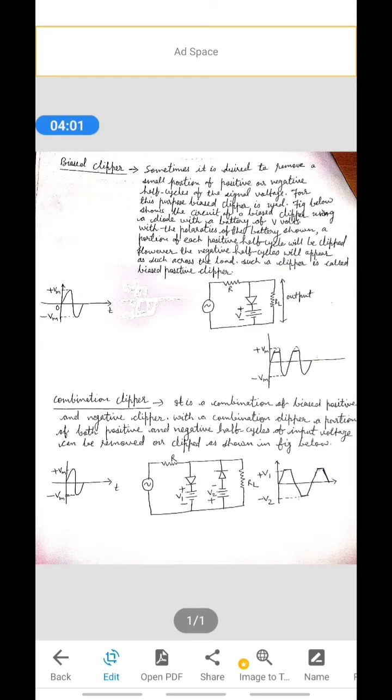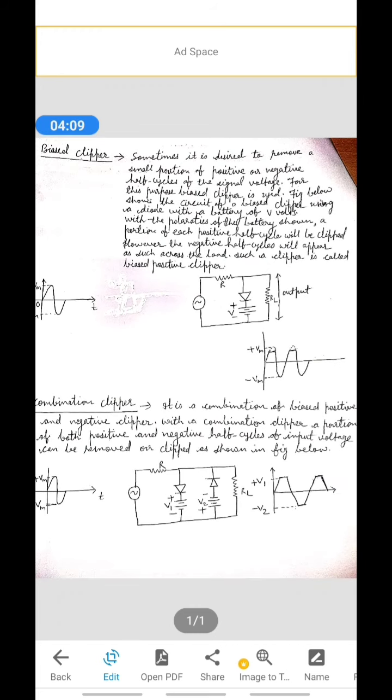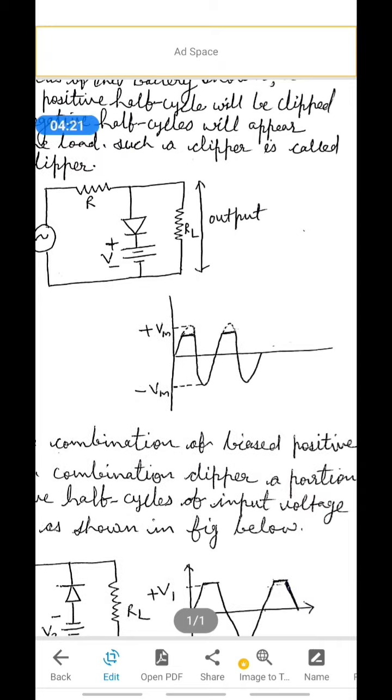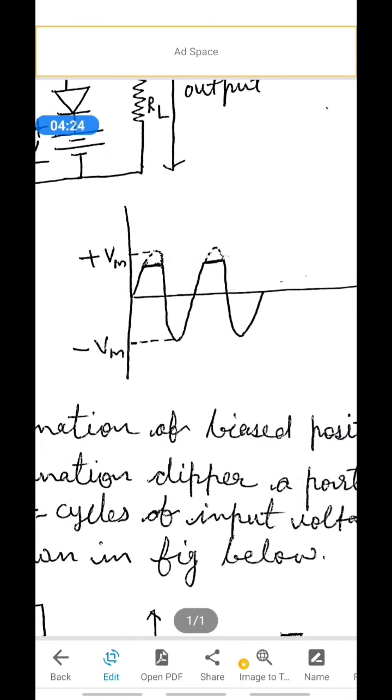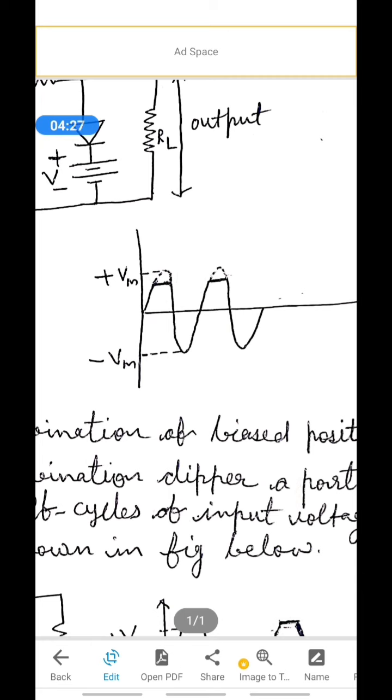During the negative half cycle of the input voltage, the diode remains reverse biased. Therefore, almost entire negative half cycle appears across the load. It is clear in the diagram that during the negative half cycle of the input voltage, the diode remains reverse biased, and therefore almost entire negative half cycle appears across the load.